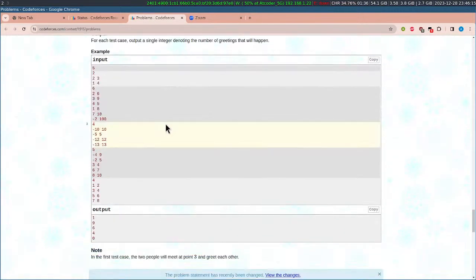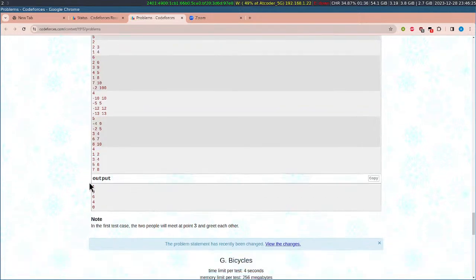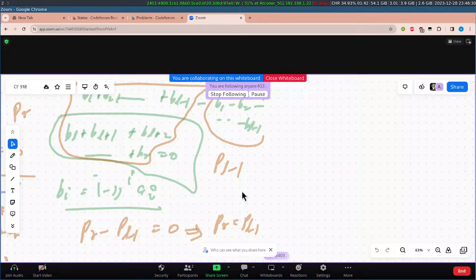And if we look at the example ones, like one person starts from 2 goes to 3 and one person starts from 1 goes to 4. The answer is 1, like they will definitely meet. So let's try to simplify it first.